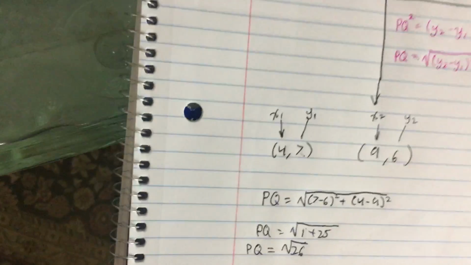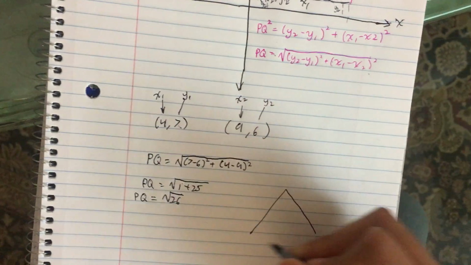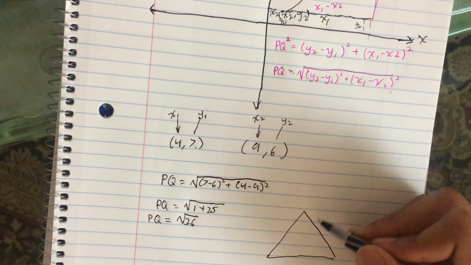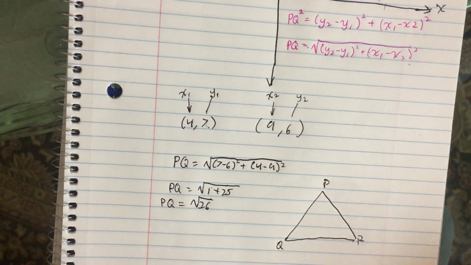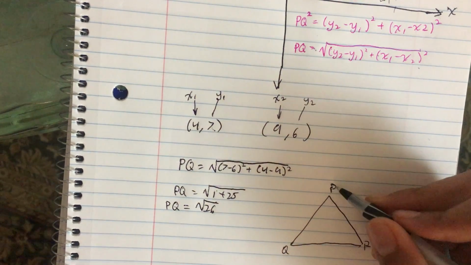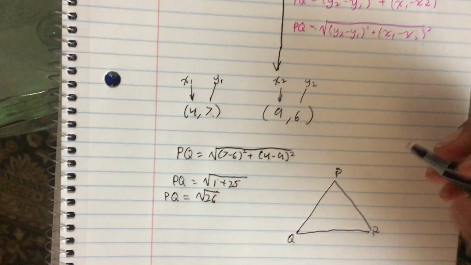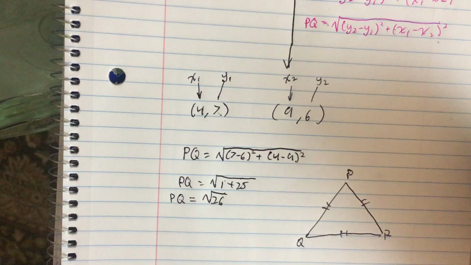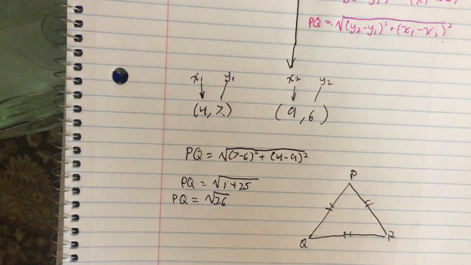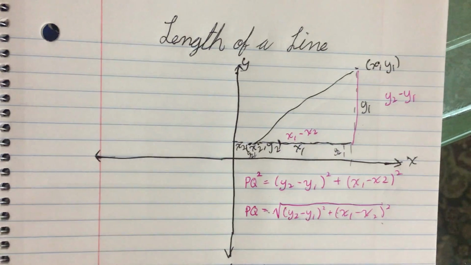Now this is just one example. You can use this for any line possible, and some other things you could use this for is to find out what type of triangle is given. If I gave you this random triangle with P, Q, R and asked you what type of triangle it is, you could find the length of PQ, the length of QR, and the length of PR. If two lengths are the same, as we know, it'll be isosceles. If all lengths are the same, it's equilateral. And if none of the lengths are the same, it's scalene. Or if it's like up here, it'll be a right angle triangle.